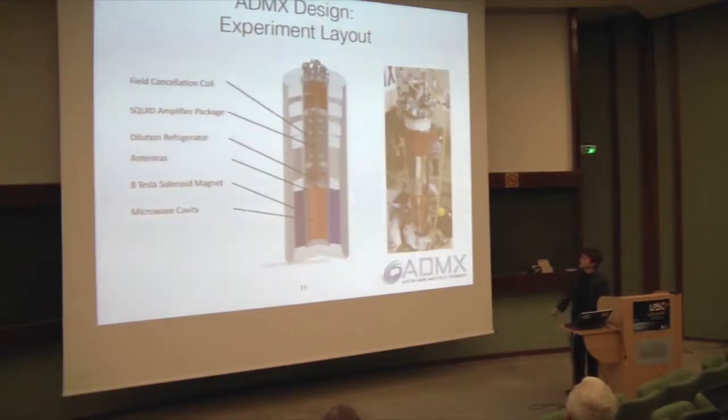The quantum electronics need to be in a field-free region because they're type 1 superconductors. So we have an additional magnet here that actually cancels fringe fields from the primary solenoid magnet. And then as you move up, you get to the warmer and warmer spaces of the insert.